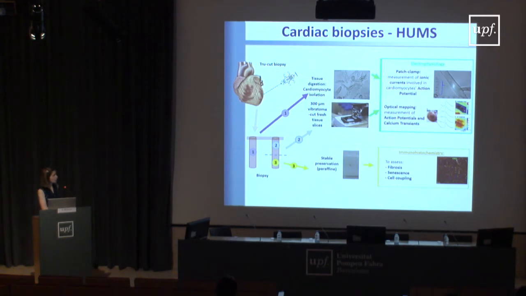But also from another part of the biopsy, we do tissue slices, and we evaluate the electrophysiology in those tissue slices by using optical mapping, both measuring simultaneously the action potentials and the calcium transients. And a third part of the biopsy that we get at this first hospital is we preserve them in paraffin to do immunohistochemistry analysis to characterize tissue alterations regarding, for instance, fibrosis, senescence markers to characterize the biological age of the tissue, and coupling between the cells through these connexins.